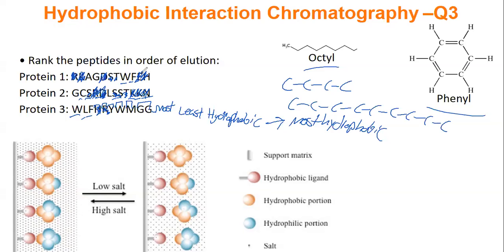So W and F are big, huge hydrophobic groups. So 1 is more hydrophobic than 2. In 1, you have W, you have F. Remember, W is tryptophan. That's our double ring. That thing is huge. That's very hydrophobic. F, phenylalanine, it's alanine with a benzene ring on it. So again, that's super hydrophobic. So 1 is the middle one here. 2 is the least hydrophobic. So it goes 2, 1, 3.